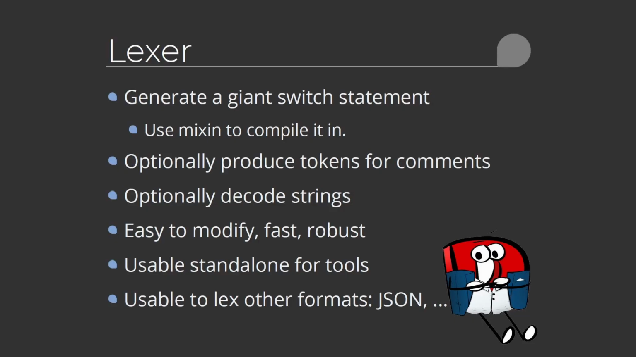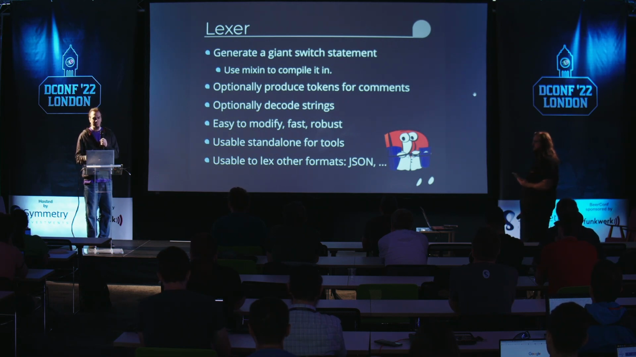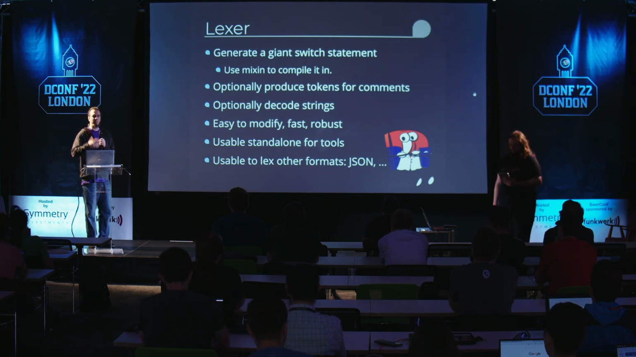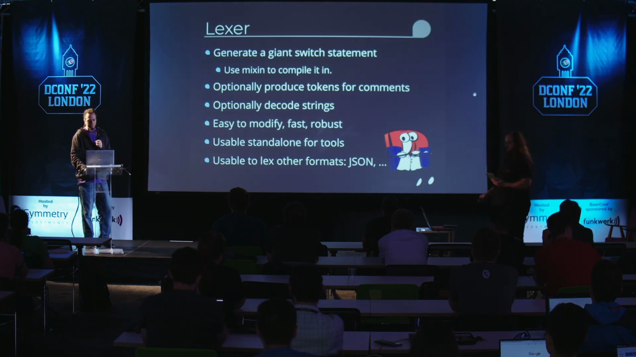The lexer, you basically describe what you want it to do, and it generates a giant switch statement from hell that is literally, I think, like 70 kilobytes in size, something like that. You send your source code through that, and it finds all the tokens. It can optionally produce tokens for comments. That's very useful when you write tools that are not a compiler, but some other tools that need to take comments into account. It can optionally decode or not strings, because depending on, if you want to do look ahead, for instance, well, you don't need to decode strings. It goes faster.